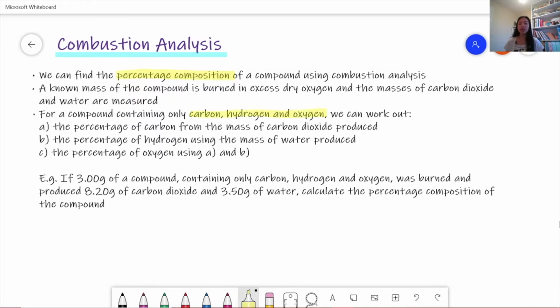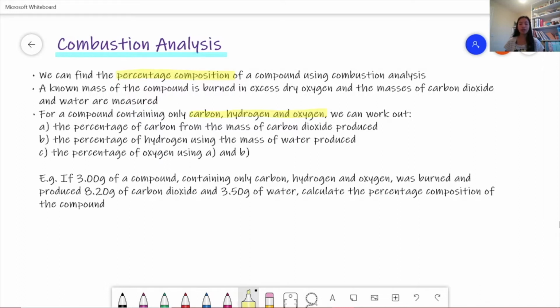We can work out the percentage of carbon from the mass of carbon dioxide produced, and then we can work out the percentage of hydrogen using the mass of water produced. Finally we can work out the percentage of oxygen using those two, because we can do 100 minus the percentage of carbon and the percentage of hydrogen. So in this example, 3 grams of a compound containing only carbon, hydrogen and oxygen was burned and produced 8.20 grams of carbon dioxide and 3.50 grams of water.